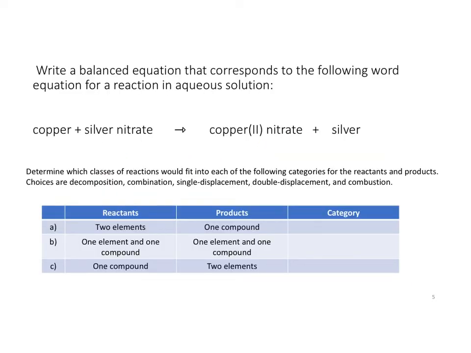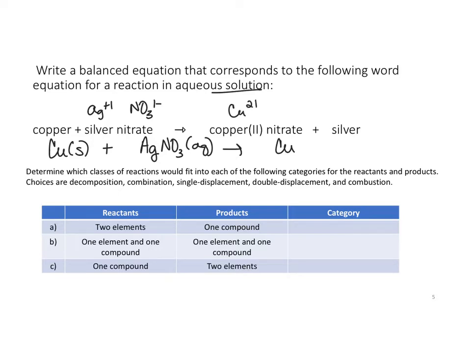Write a balanced equation that corresponds to the following word equation for a reaction in aqueous solution. Okay, so you have to look at your periodic table, and you would need to know that copper solid plus silver nitrate, silver is Ag plus 1, nitrate NO3, 1 minus, and that's aqueous. They say in an aqueous solution. Okay, and then copper 2 nitrate. So copper 2, nitrate is NO3, 1 minus. So if you do this here, you're going to have 2 nitrates, so we need parentheses. And then silver. And silver is a solid, because it's an element.